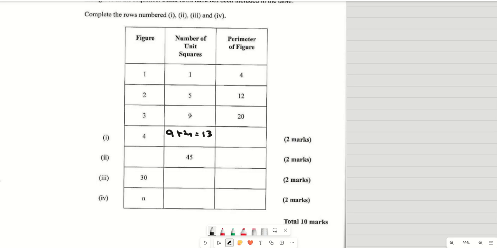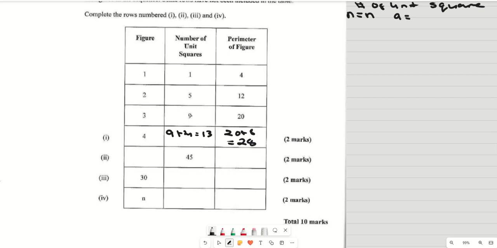Then if we look at the perimeter, the difference between 4 and 12 is 8. 12 and 20 is 8. So this would have been 20 plus 8, which equals 28. Then I would go directly to my fourth one, which is when my value is n. So when my figure is equal to n, this is for the number of unit squares, n is equal to n.